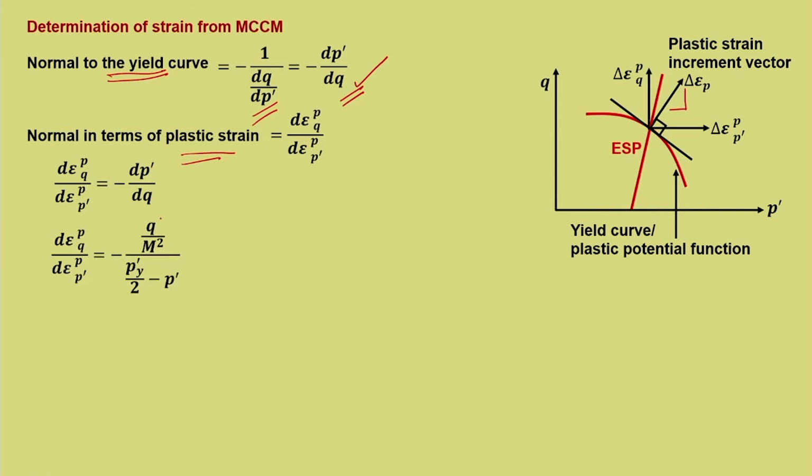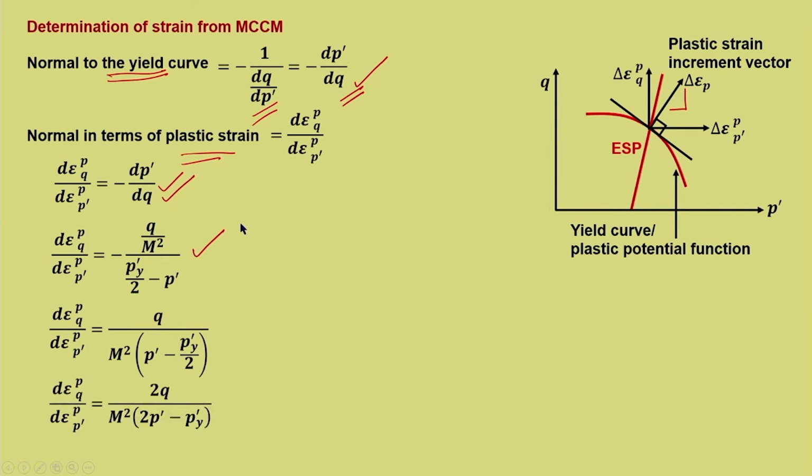Now, minus dp'/dq can be written as q/M² upon p'y/(2 − p'), which comes from the previous slide. We have already obtained the equation for dq/dp'. So, by taking the minus sign inside, we have dε_q^p/dε_p'^p equal to q/M² into (p' − p'y/2). This minus goes inside, which can be further simplified as 2q/M² (2p' − p'y).